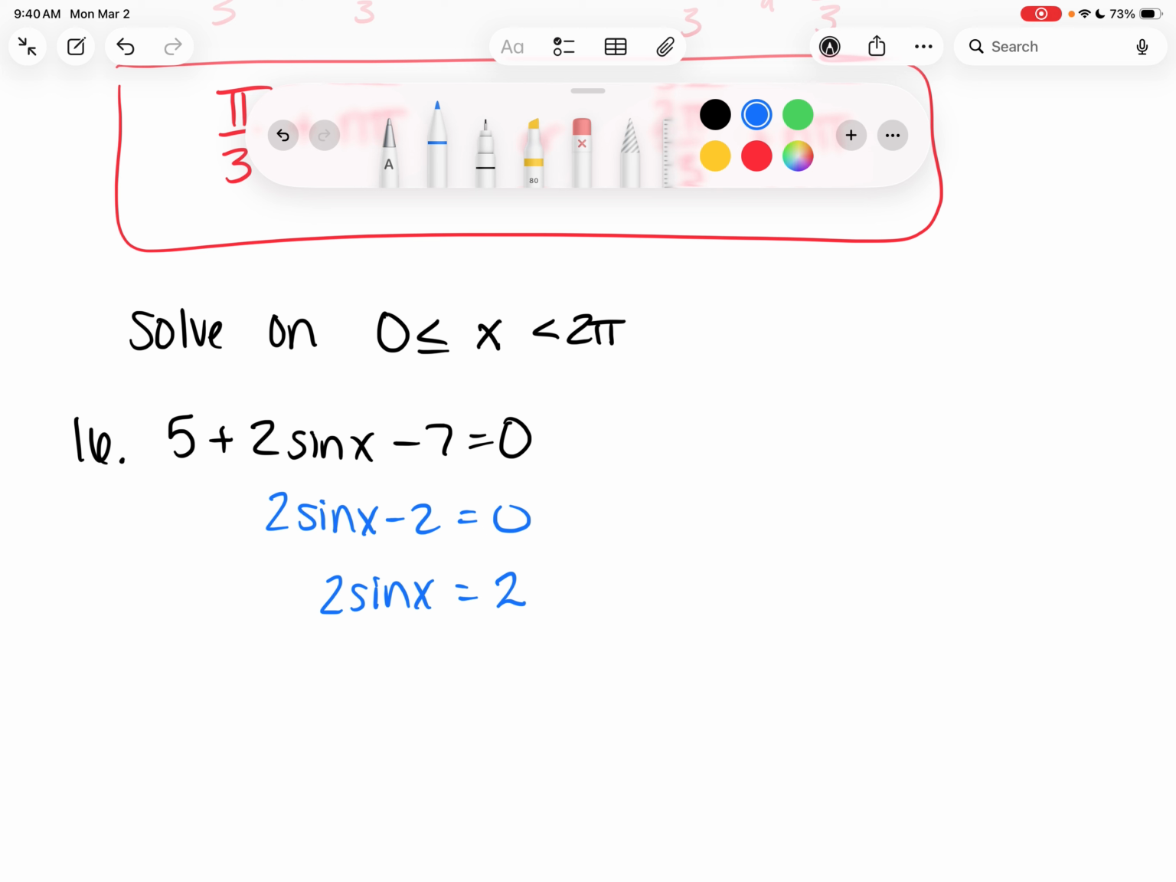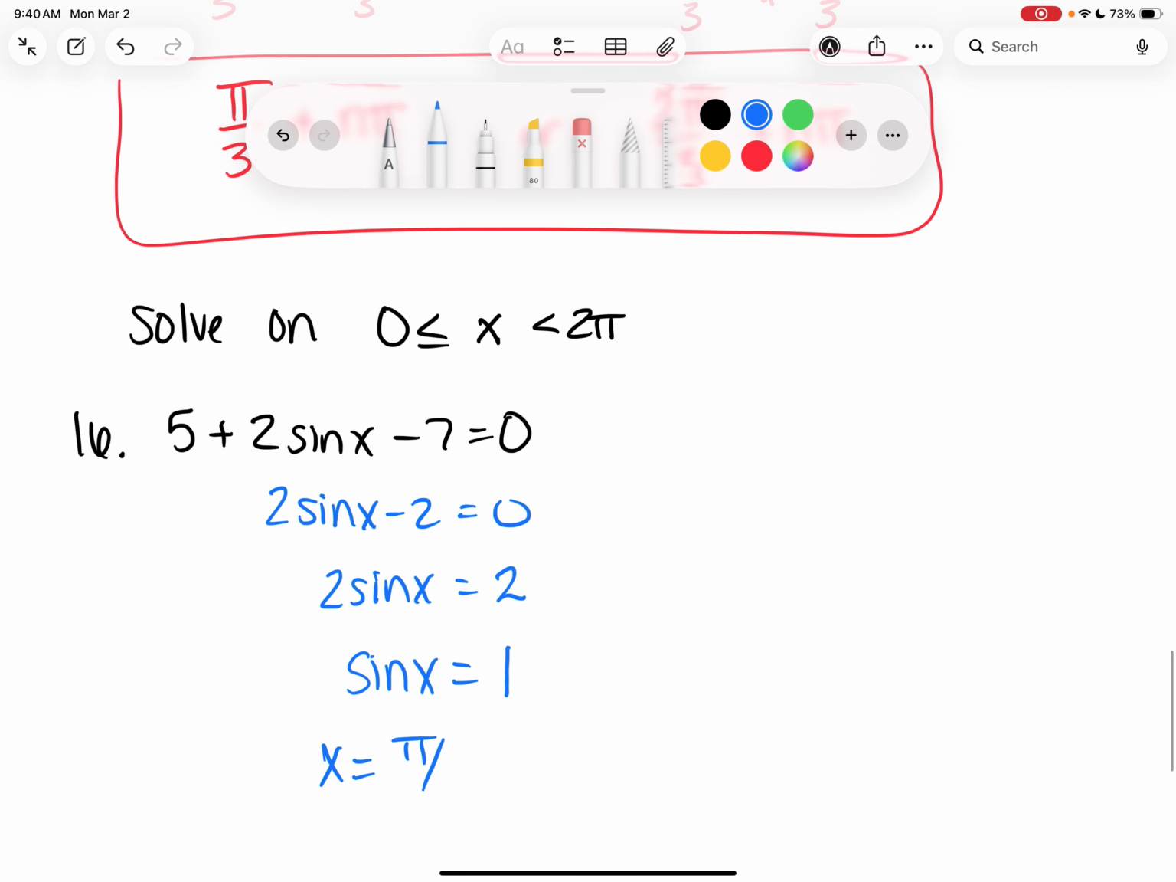Divide by 2. Sine of x is equal to 1. So where on my unit circle is the sine of x equal to 1? Pi over 4? Wait, never mind. That's tangent. Pi over 2. Yeah, pi over 2. So x would be equal to pi over 2. This is in my interval, so this should be my answer, but I'm going to check it in the equation by plugging it back in and seeing what happens.